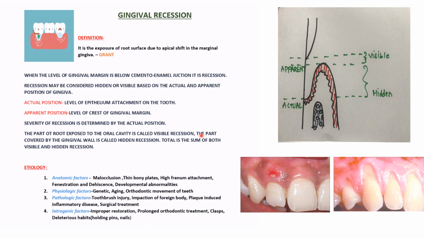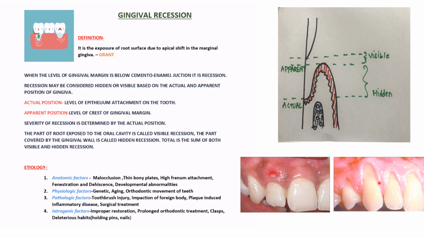So fenestration is nothing but an isolated area in the root that is denuded of bone, and the root surface is covered only by periosteum and the overlying gingiva. Over here, this is fenestration. You can see the marginal gingiva is intact, but the bone is denuded over here. So this can be a cause for gingival recession. And over here, as you can see, this is dehiscence. Dehiscence is when you can completely see your root and the gingival margin is not attached.